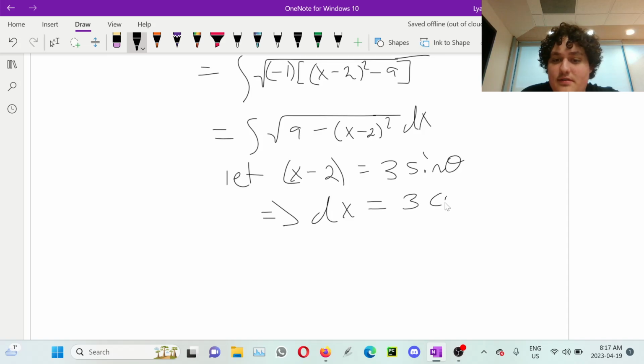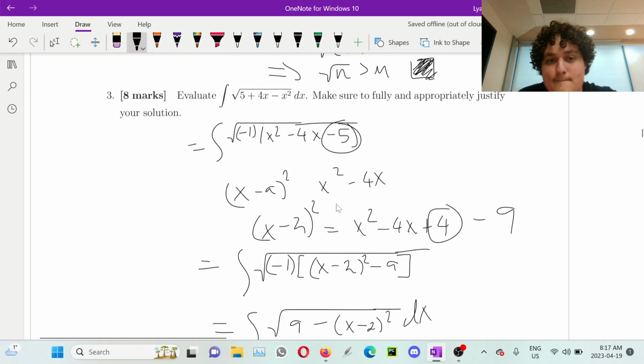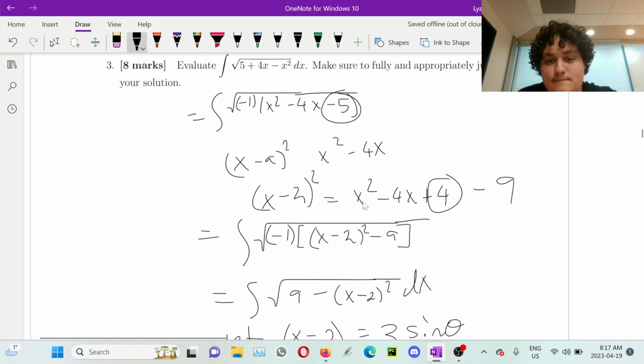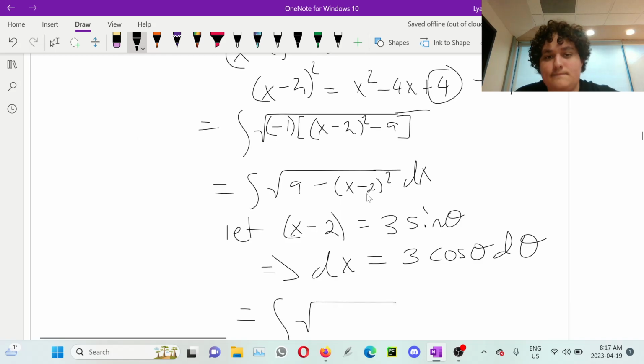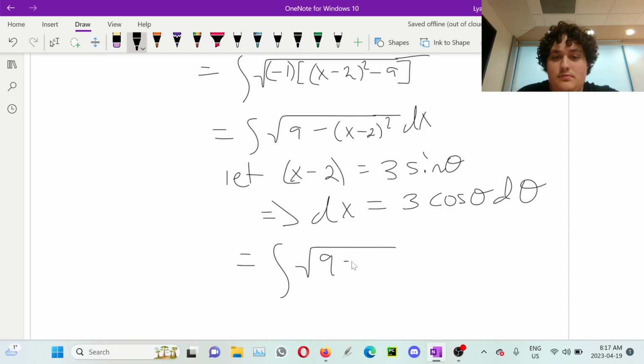Derivative of sine is cosine. Yeah, I guess that's why it's the convention, so you don't have to deal with minus signs for no reason. Yep, looks good. And the dx changes to this.